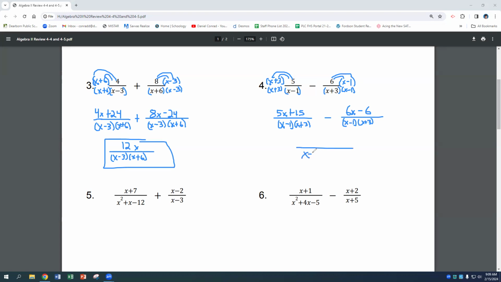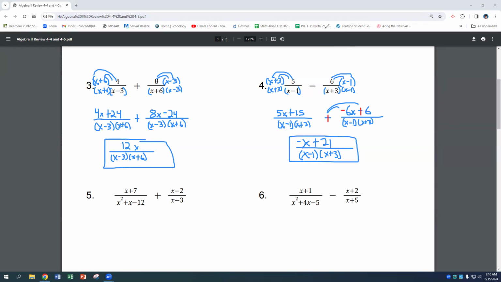Okay, and then when I combine like terms, I need to make sure I distribute my negative. So we're going to distribute it to both. So this is going to become positive, which means this is negative 6x plus 6. So I have 5x minus 6x is going to give me negative x, right, because we had to distribute that negative. So it becomes negative 6x and plus 6. 15 plus 6 is 21. Okay.